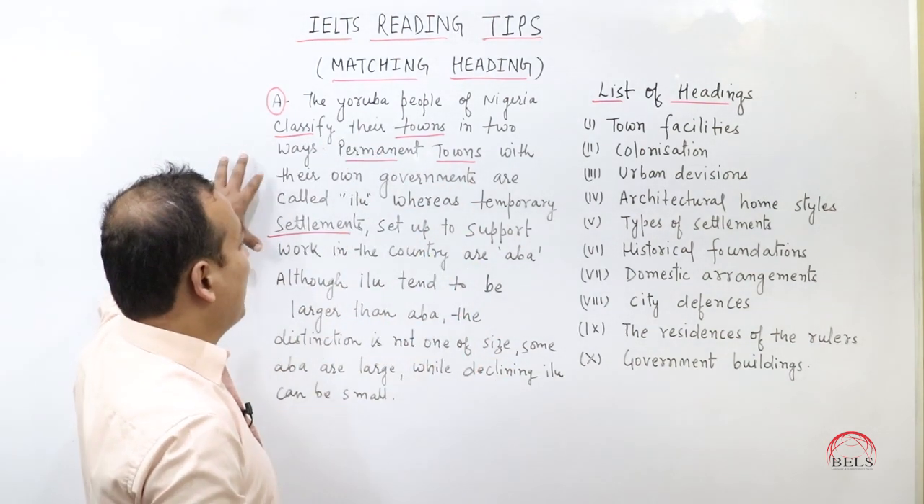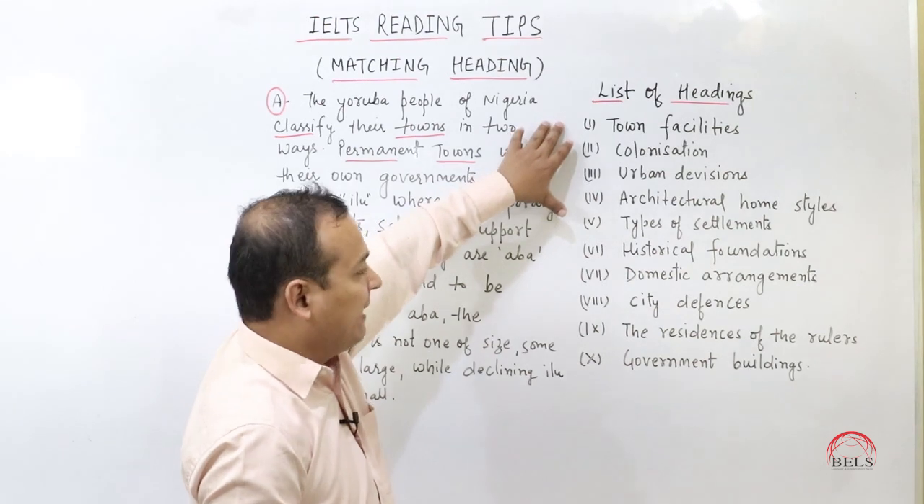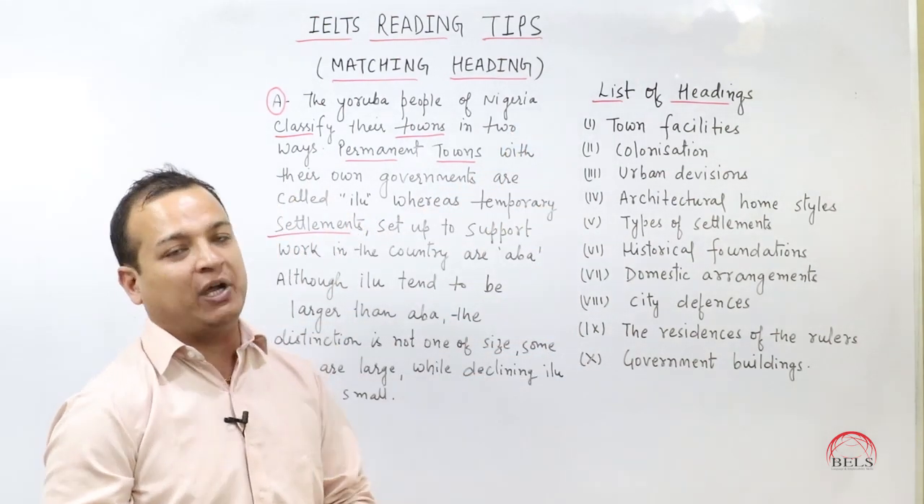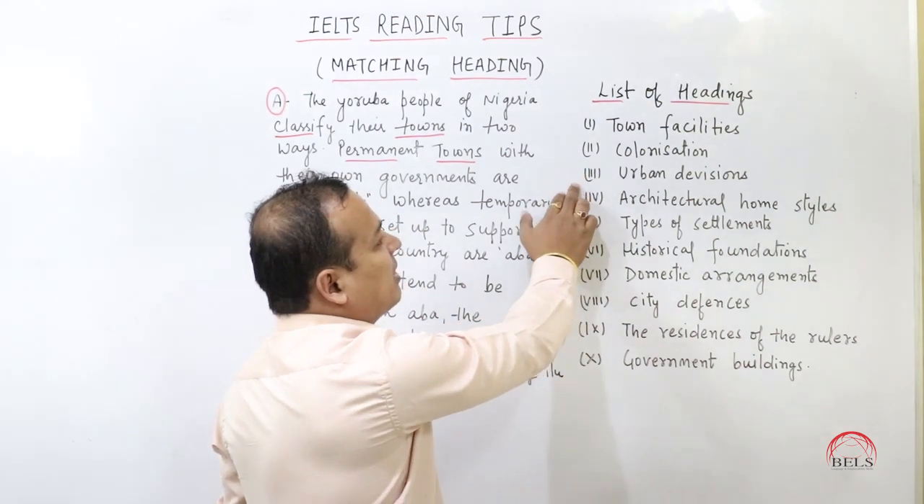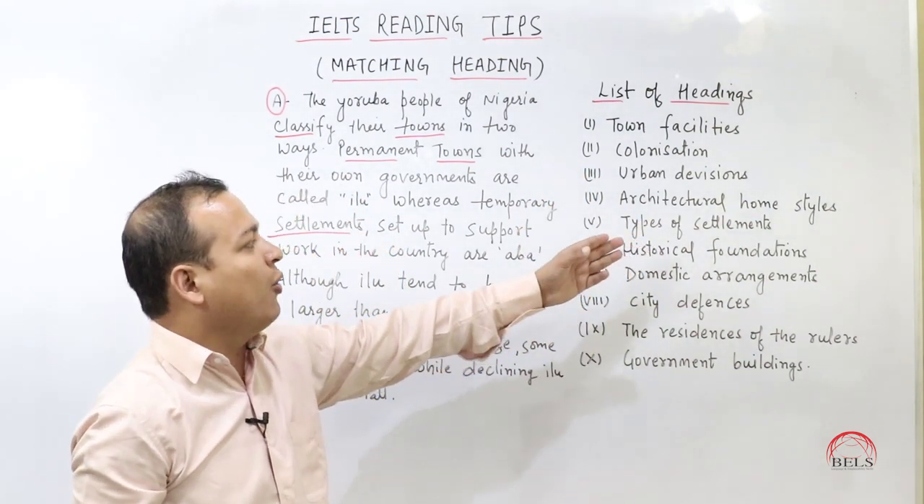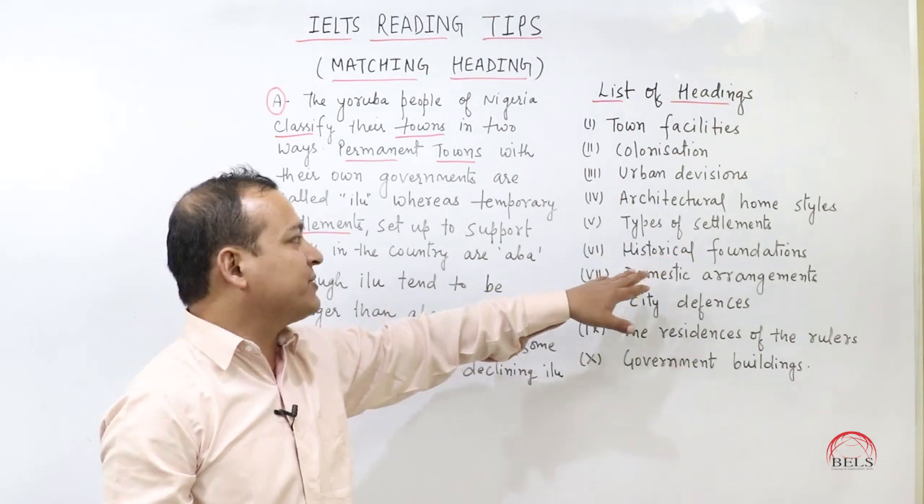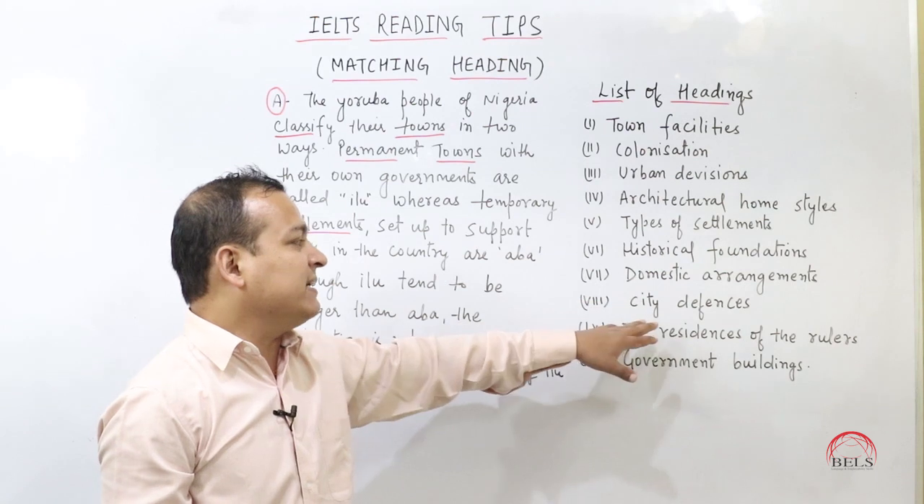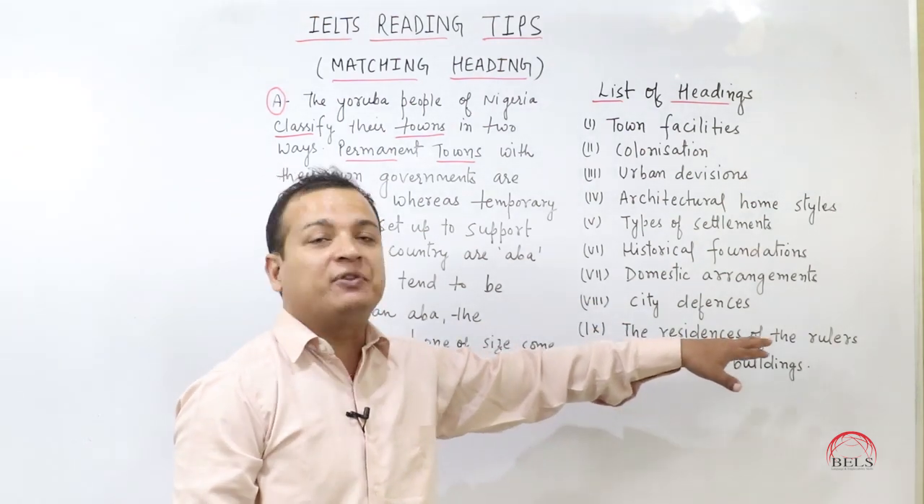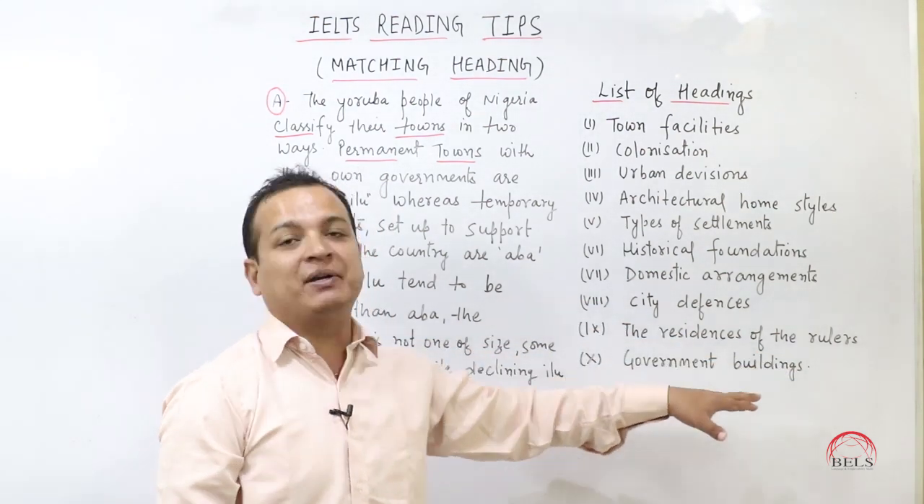So if you go through this paragraph, we need to match these headings. There are 10 headings that we have right now. The first one is town facilities, then colonization, urban divisions, architectural home styles, types of settlements, historical foundations, domestic arrangements, city defenses, the residences of the rulers, and government buildings.